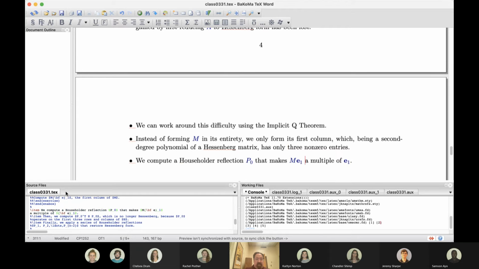And then we find a Householder reflection that zeroes out the last 2 non-zero entries of this first column. So in other words, we're zeroing out everything except the first entry.